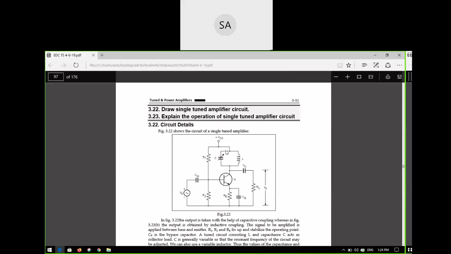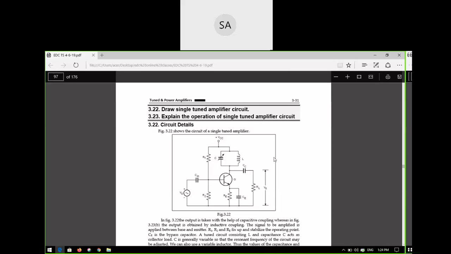This is called a tank circuit or tuned circuit. See here, the variable capacitor: when the capacitance value changes, F naught also changes. Okay, is it clear or not? Very simple to understand. The circuit diagram is very simple, because we have already seen the CE amplifier. The only difference is RL, so in place of RL, you are just placing the load as an LC circuit.